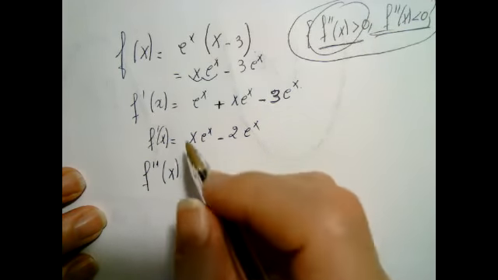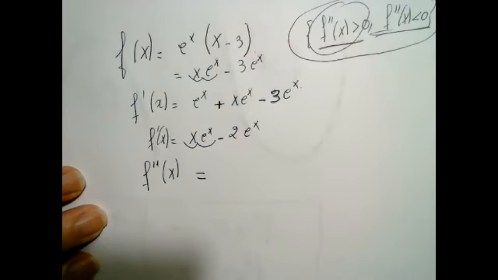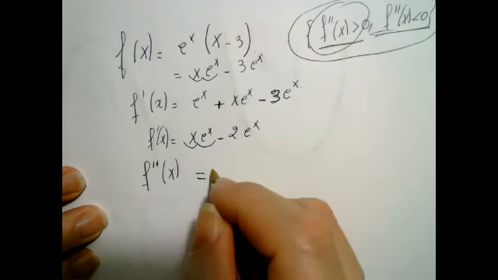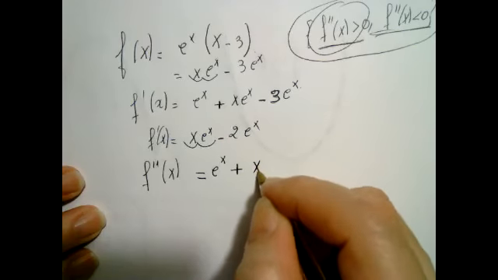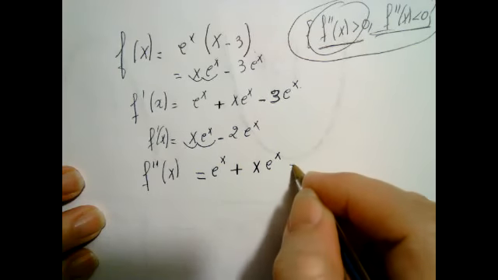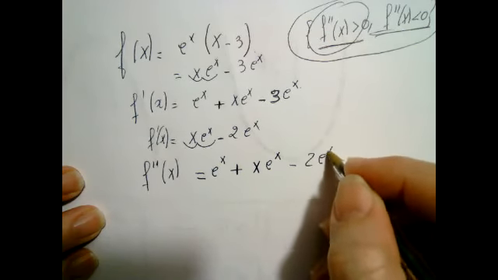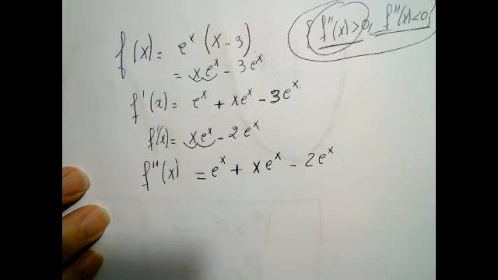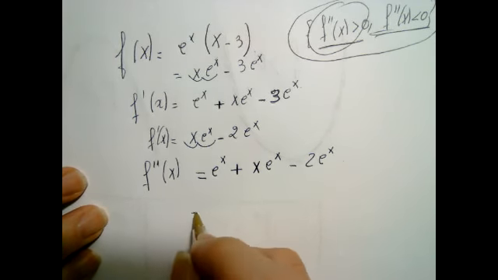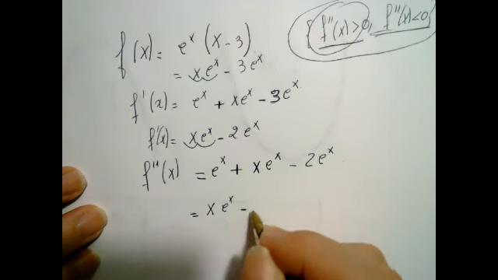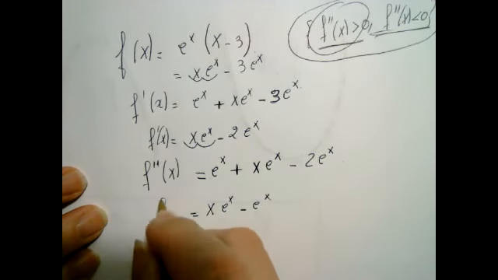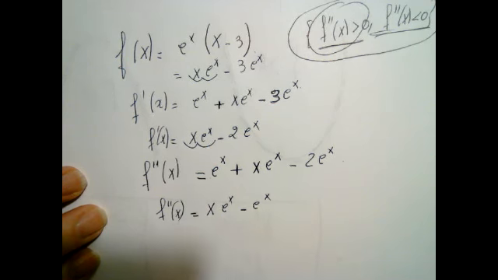Use the derivative of that. So this is, again, a product. So that's e to the x plus x e to the x minus 2 to the x. Okay, so now this is equal to x e^x minus e^x. So that's my second derivative.